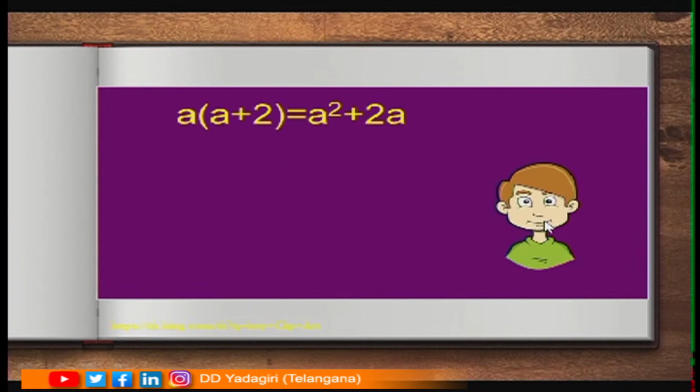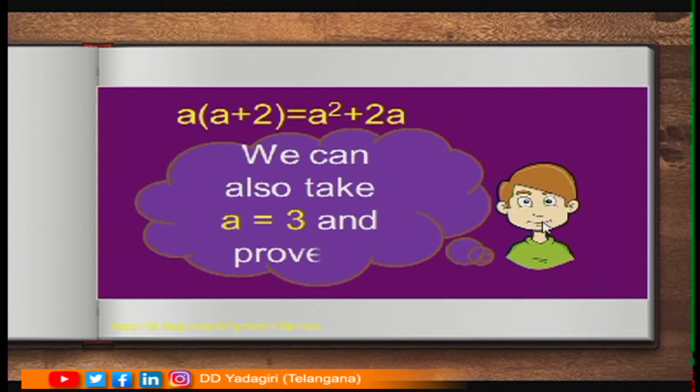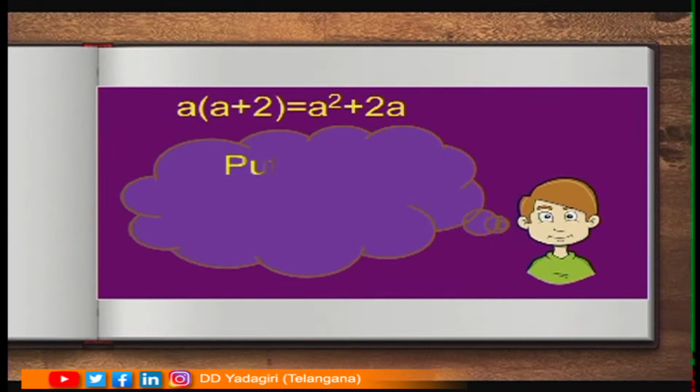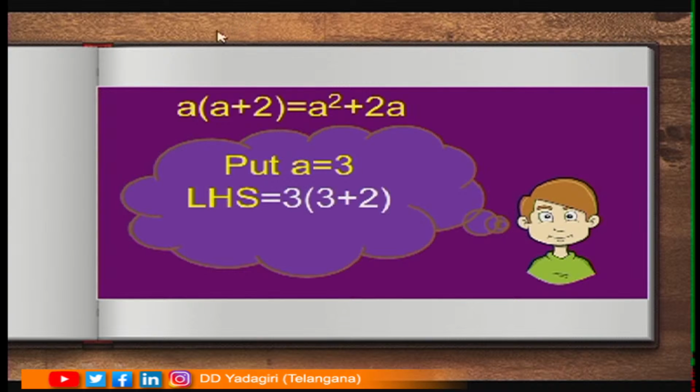There was one more student, Rohit, who also tried to answer the question. We can also take the value of a as 3 and prove the result. When you take a is equal to 3 on the left hand side, you get a into a plus 2 as 3 into 3 plus 2. So, 3 plus 2 is 5, and 3 into 5 is 15.